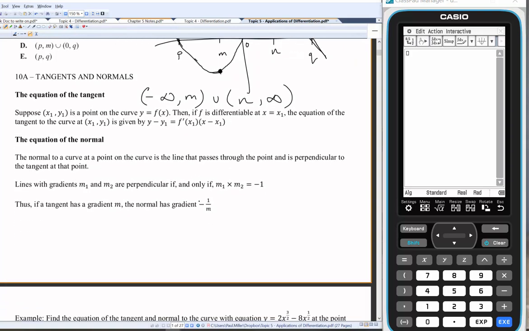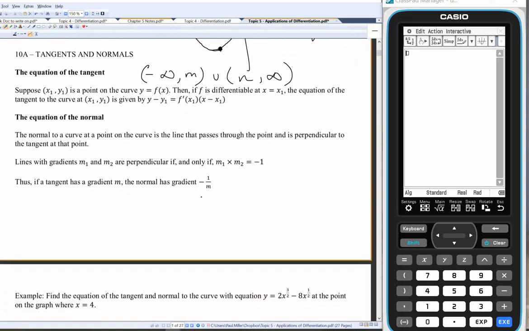Okay, so on to what we really want to cover today, which is tangents and normals. We've had a look at this already a bit. Let's have a longer look.